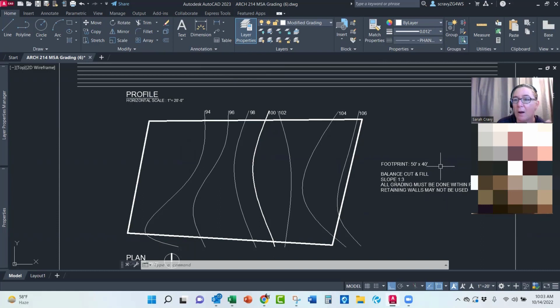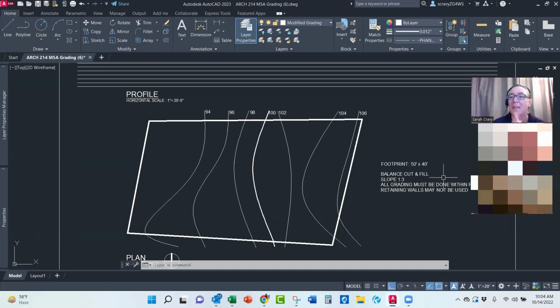The footprint of our flat pad for our building is going to be 50 feet by 40 feet. We want to approximately balance cut and fill. Now in this class, we are not actually calculating cut and fill, so we're going by eye, basically, on how many contours you have to move. That's what we're aiming for. We're not trying to calculate those cubic yards of earth.